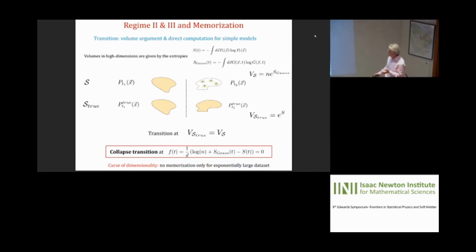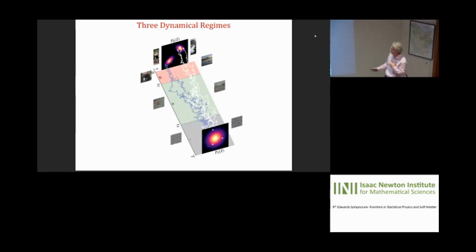So you will have memorization except if you use an exponentially large data set. Okay, so that's what we find. And so at the end, this is the conclusion: you have three dynamical regimes, if, in high dimension, you study the exact dynamics along the backward process.